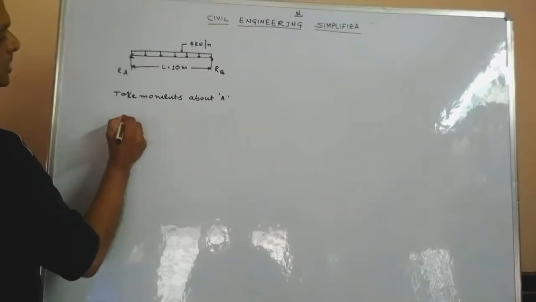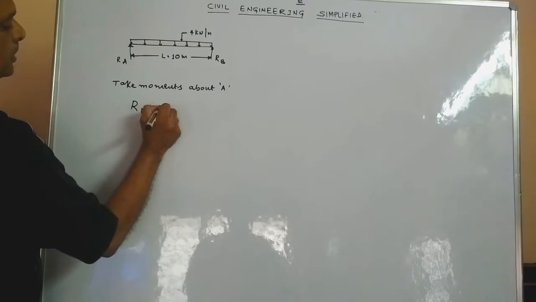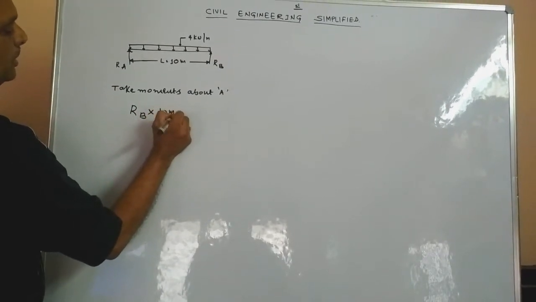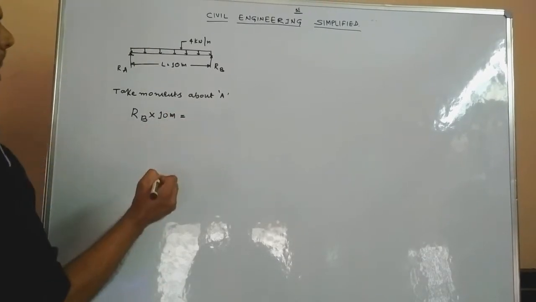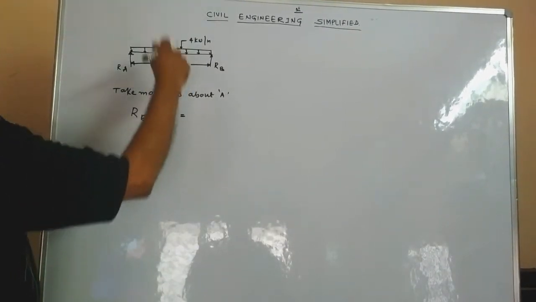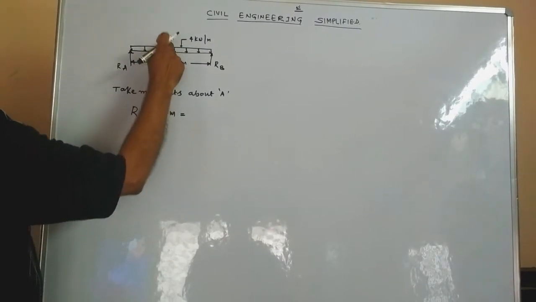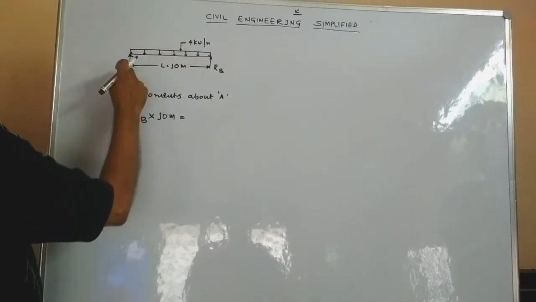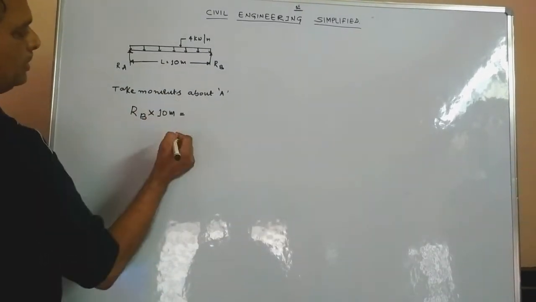You all know that the definition of moment is force into perpendicular distance. So the reaction is RB, the distance is 10 meters. This must be equal to the downward acting force, which is acting at a distance of half the span length from point A. Let us see how we calculate this downward acting load.